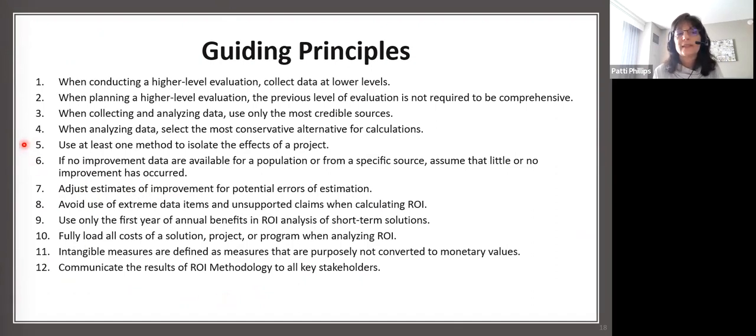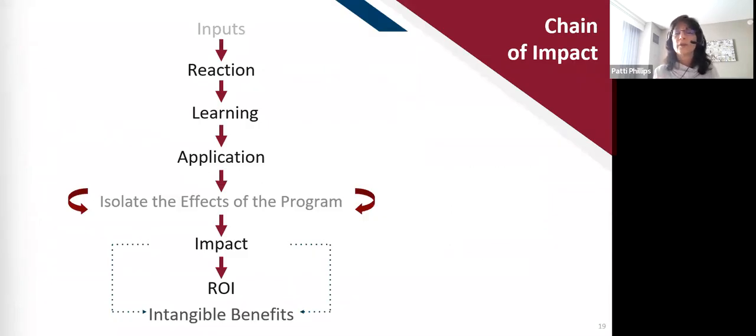As you see here, one of the standards is we are always going to take a step to isolate the effects of the program, because we have to answer that question: how much of the improvement is due to this program versus something else? So keeping it conservative and keeping it credible is important. And in the end, we're telling that complete story of program success. We invested in this program. Participants viewed it as relevant. They learned what they needed to know. They're applying it. We saw improvement in those KPIs, and we know that improvement is due to our program because we took a step to isolate the effects of the program.